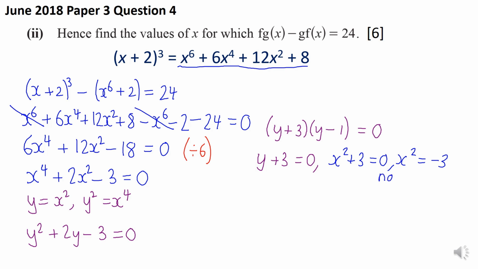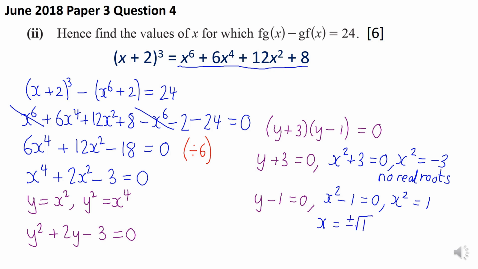This clearly has no real roots. The other solution is y minus 1 is 0, so we write y minus 1 is 0, and substituting back for x, we get x squared minus 1 is 0, or x squared equals 1, and so x equals plus or minus the square root of 1, and that means that x is plus or minus 1. These are the only two values of x.